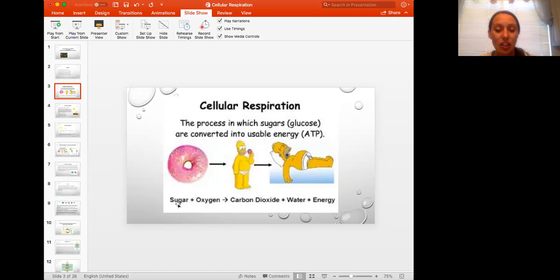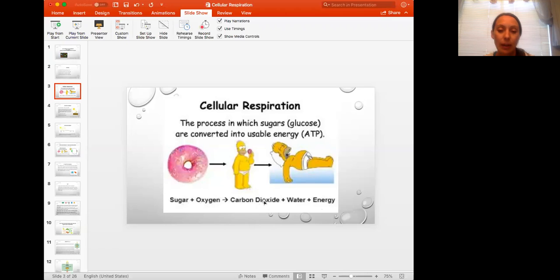Okay, so we get sugar and oxygen. That leads to carbon dioxide, water, and energy. And that's the equation that we use when we're talking about cellular respiration. We have two reactants, sugar and oxygen, that then get converted, by making ADP, and the products that come from that are carbon dioxide, water, and energy.